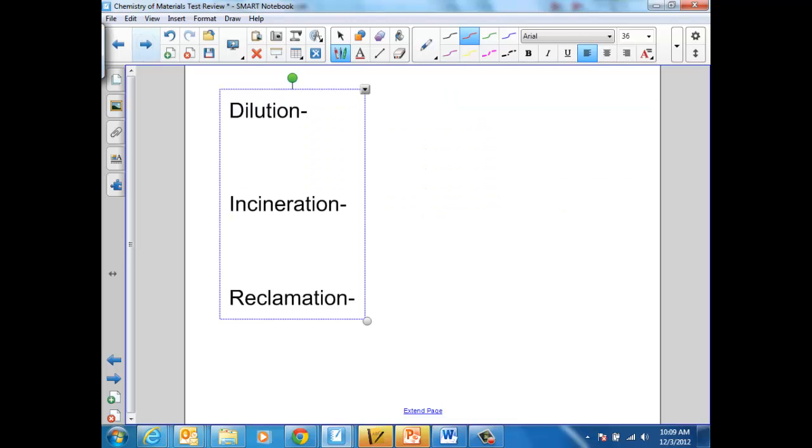All right, make sure that you're comfortable with what dilution is, incineration, and reclamation. I'm not going to go back over them again because you have them in your notes. Question? For incineration, how is there not still copper? Wouldn't there have to be copper somewhere?